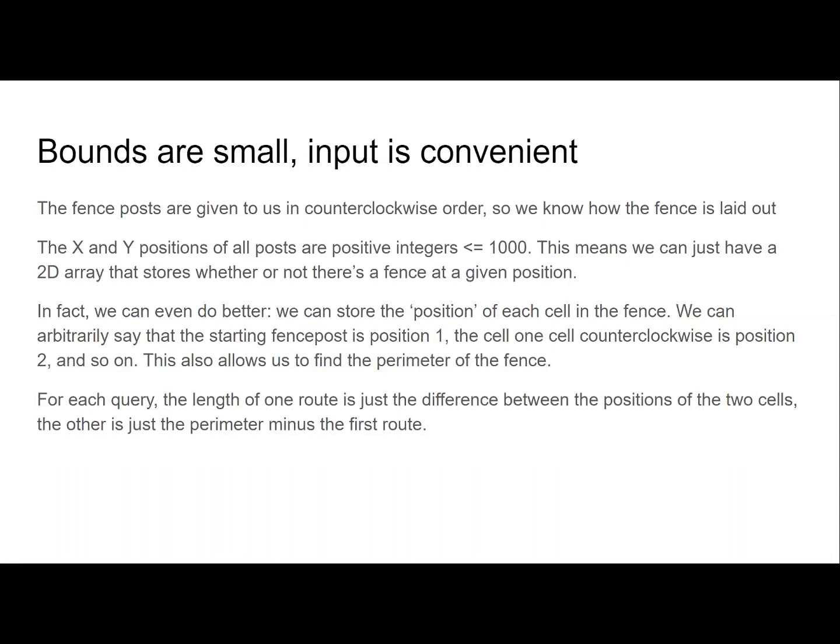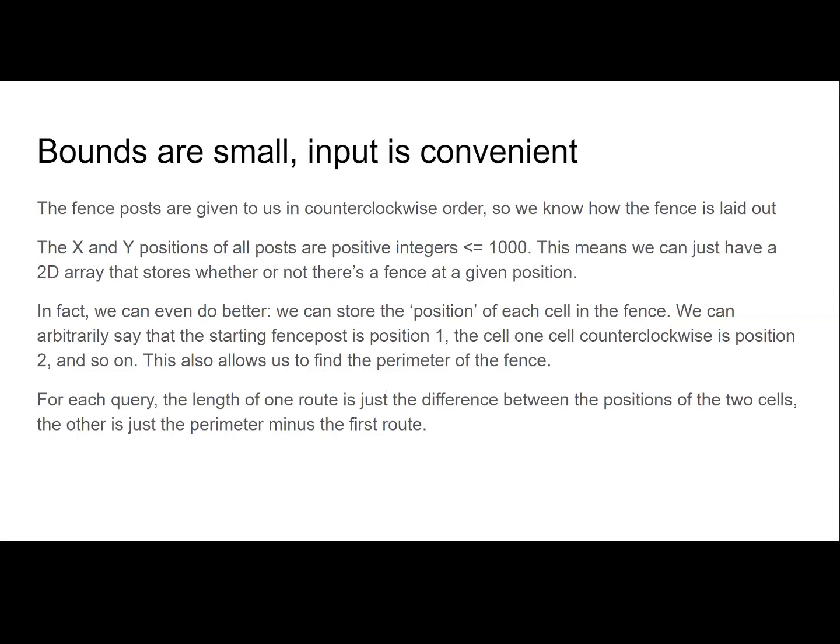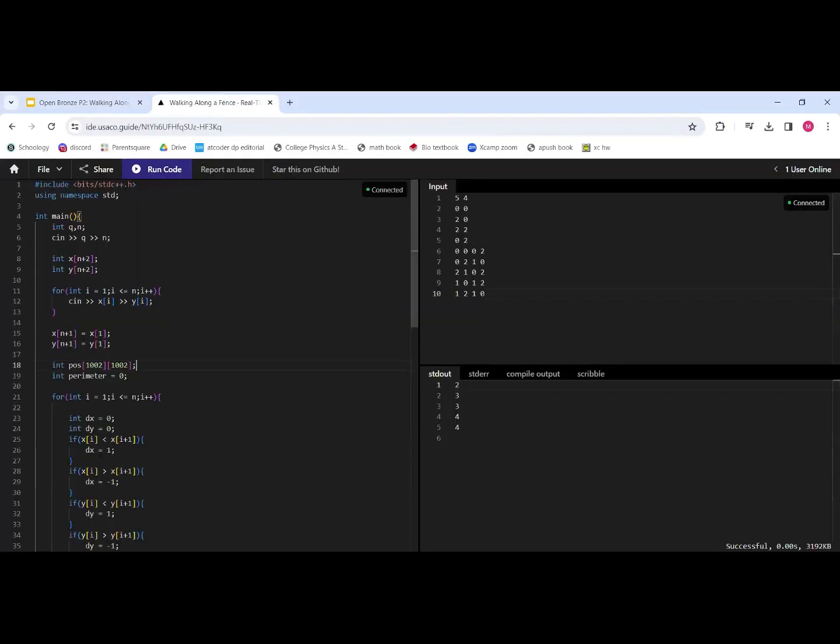For each query, we find the difference between the quote unquote positions of the two cells they give us, and that's the length of one of the paths around the polygon. Obviously, the other path around the polygon is just the perimeter minus that route. So this is a fairly straightforward problem to code. I'll hop over to the implementation right now.